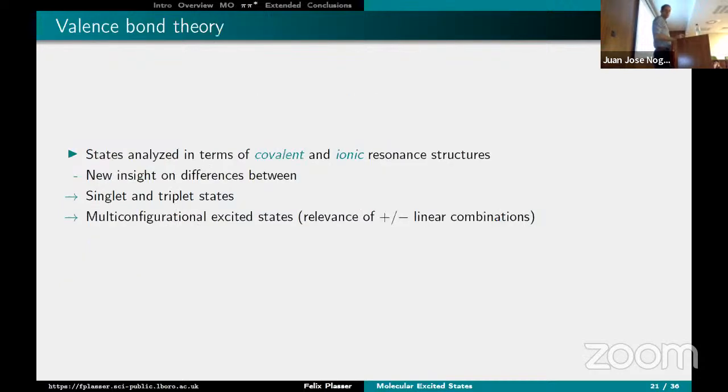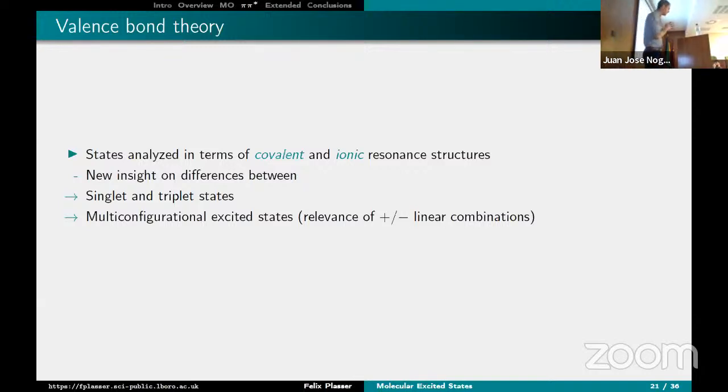Valence bond theory means we analyze a state in terms of covalent and ionic resonance structures. I'll show you what this means in chemical terms in two slides, if you don't know what I mean. If we do that, we have a really nice way to think about the difference between singlet and triplet states. Why is a singlet higher in energy than a triplet?